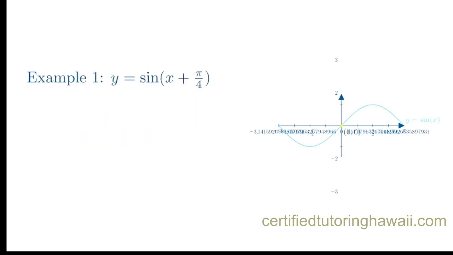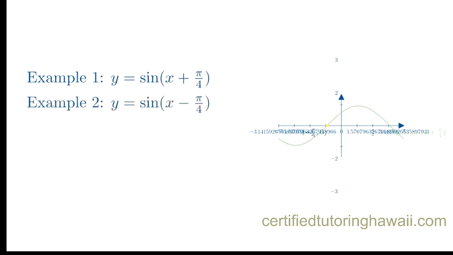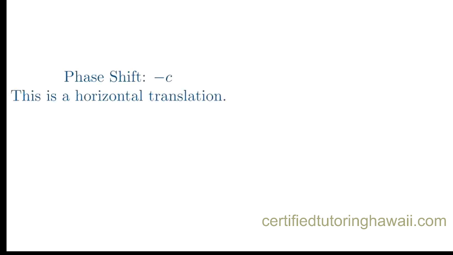Let's see this in action. If we graph y equals sine of x plus pi over 4, the graph of sine of x moves to the left by pi over 4 units. Conversely, if we graph y equals sine of x minus pi over 4, the graph moves to the right by pi over 4 units. So, the phase shift is negative c. It's a horizontal translation of the graph.